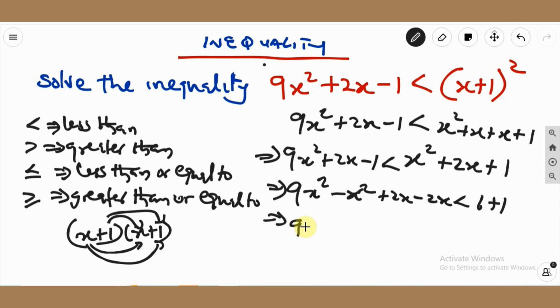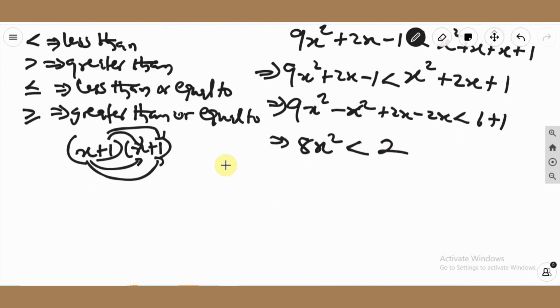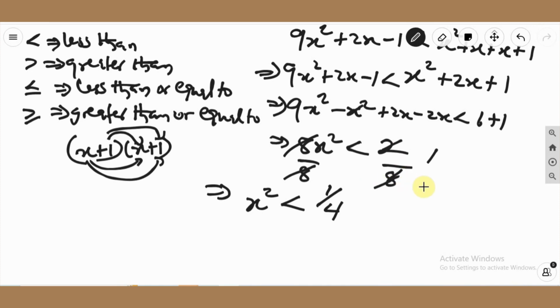So 9x squared minus x squared is going to give me 8x squared. Then 2x minus 2x is going to be 0. So less than 1 plus 1 is 2. Okay, so remember I'm going to make x the subject of the formula. So I'll divide across with the coefficient of x squared, which is 8. So this is going to cancel out this. I'll have x squared is less than 2 over 8, which is the same thing as 1 over 4, because 2 cancels 2 and 2 cancels 8 to give 4.